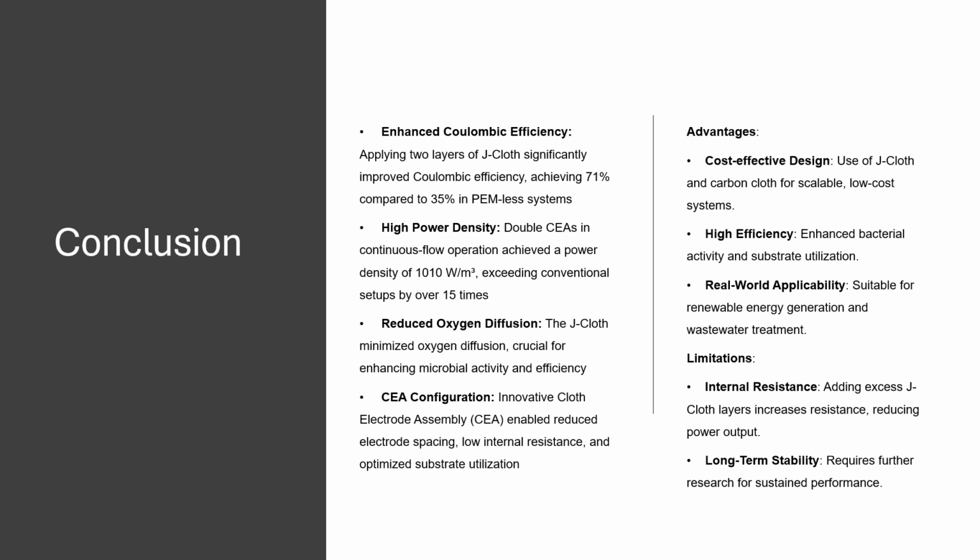Reduced oxygen diffusion. The J-cloth minimized oxygen diffusion, which is crucial for enhancing microbial activity and efficiency. Cloth electrode assembly configuration. The innovative cloth electrode assembly enabled reduced electrode spacing, low internal resistance, and optimized substrate utilization.